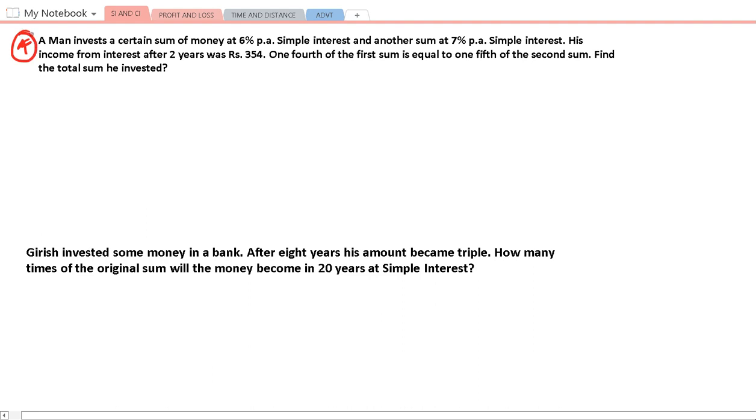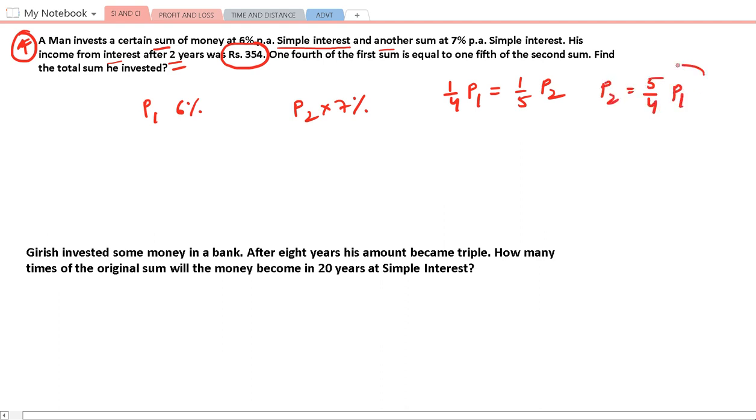Here this is the fourth question. See, a man invested a certain sum, let P1, at 6% simple interest. Read this word, it is very important. And another sum at 7% interest. Time here is 2 years. So his income from interest, that is the whole sum, is 354. And again it is given that 1/4 of the first one is equal to 1/5 of the second one. So P2 will become 5 by 4 times P1.